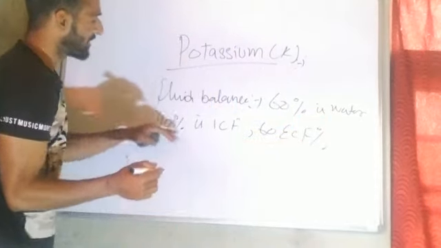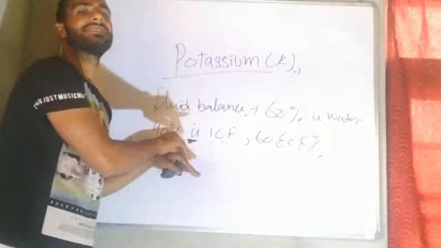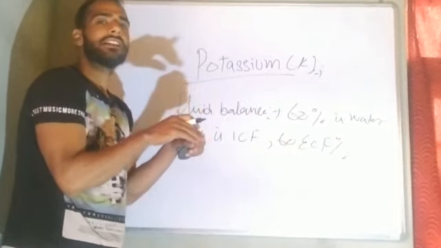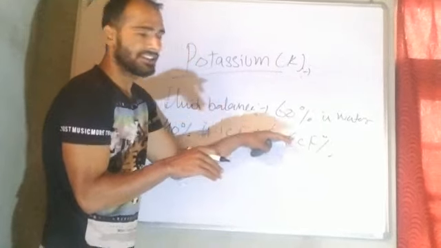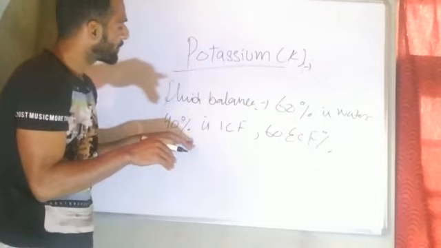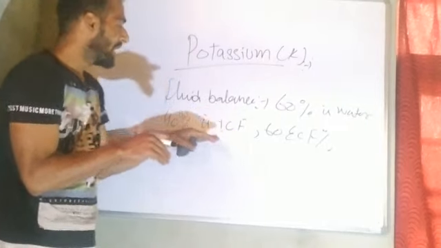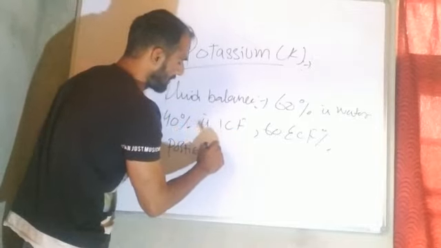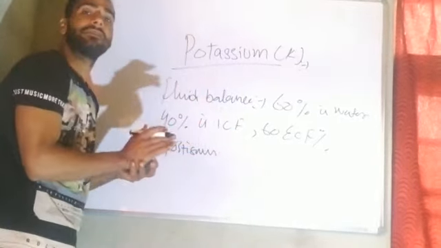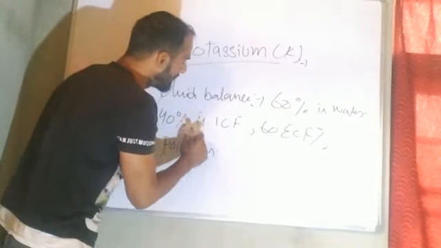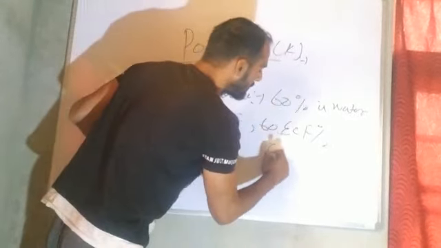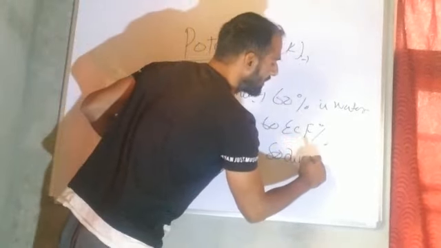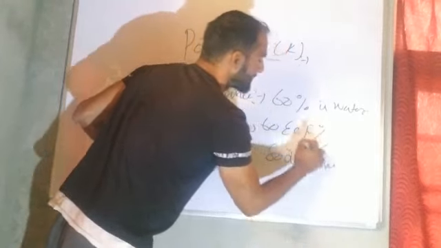Okay, so the 40% is present within the cells, and extracellular fluid includes our blood and the fluid between the cells and our cerebrospinal fluid. Okay, so this 60% is extracellular fluid out of the total fluid, and 40% is intracellular fluid. Now talking about the intracellular fluid, potassium is the most abundant mineral which is present inside the intracellular fluid, and sodium is the most abundant mineral which is present in the extracellular fluid.